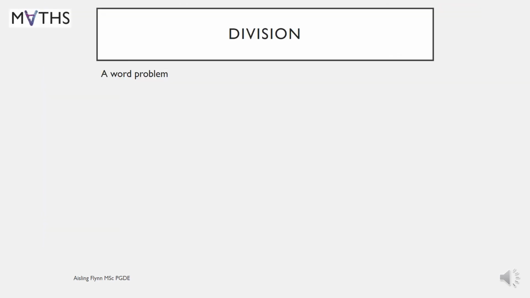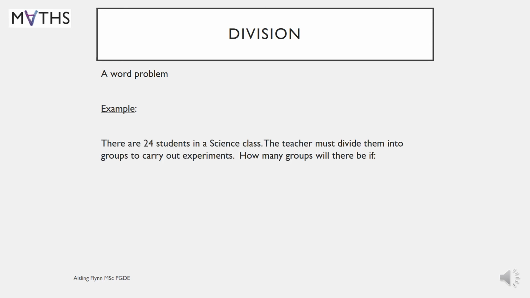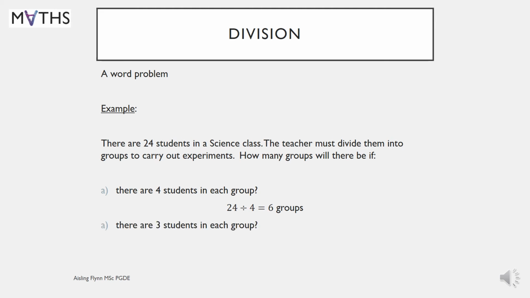So now a word problem. Here's our example. There are 24 students in a science class. The teacher must divide them into groups to carry out experiments. How many groups will there be if A. There are 4 students in each group? So there you would do 24 divided by 4 and you would get 6 groups. What if there were 3 students in each group? Well, you do 24 divided by 3 and that gives you 8 groups.